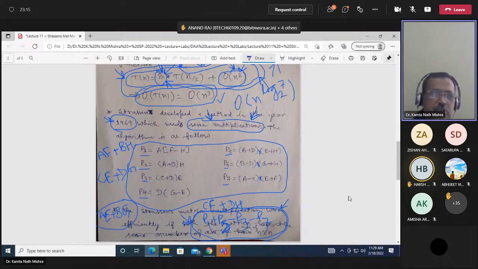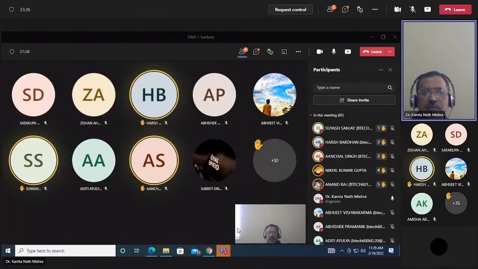If you complete, raise your hands. I have given you the values of P1 to P7. And you have to compute what will be the value of AE plus BG. देखें कोई hand raise हुआ?